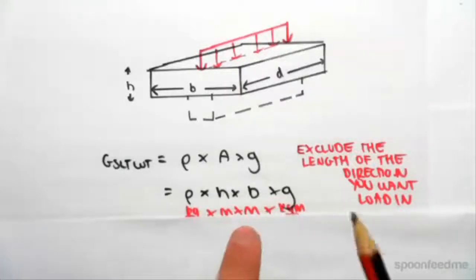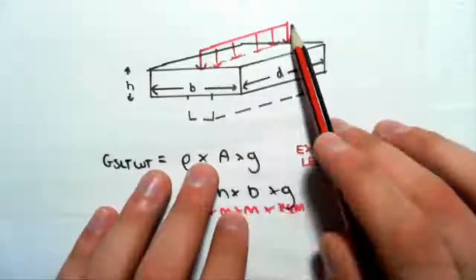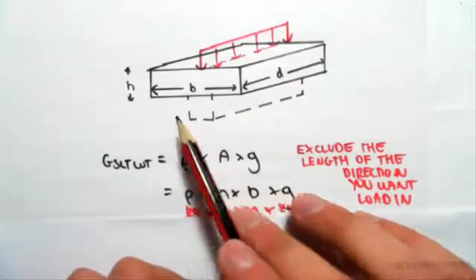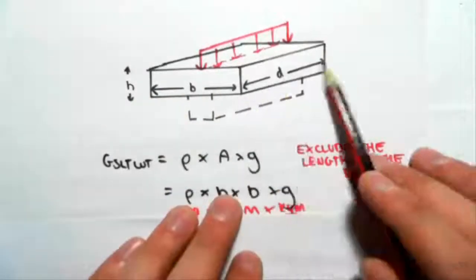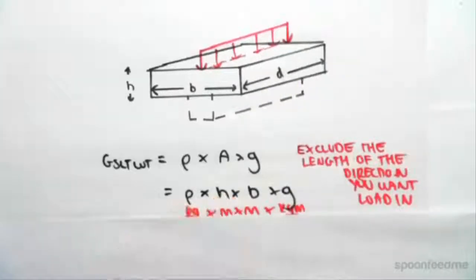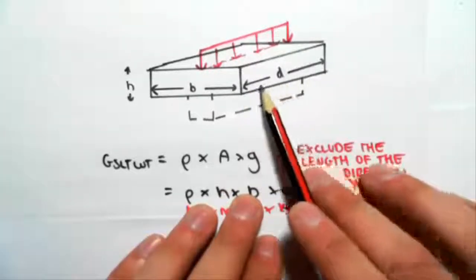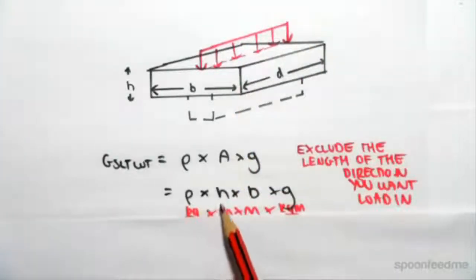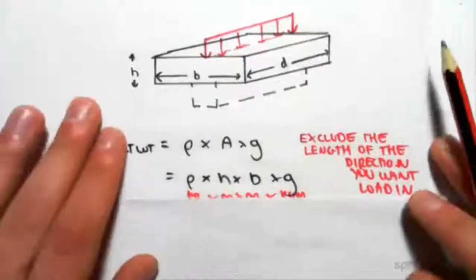Let me repeat that again. To work out the linear load, you multiply by the area, and the dimensions you multiply by are the ones which aren't in the same direction as it. So in other words, you just exclude the dimension parallel to the linear load. So we multiply by h and b times gravity.